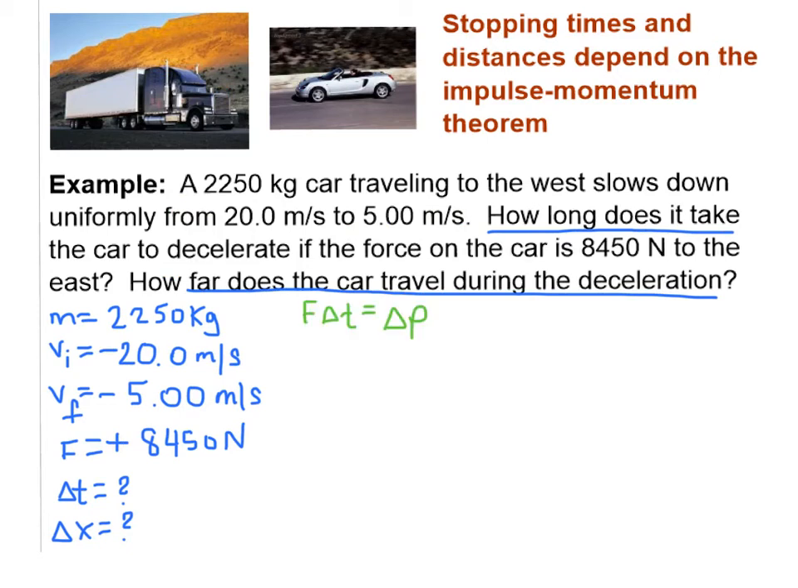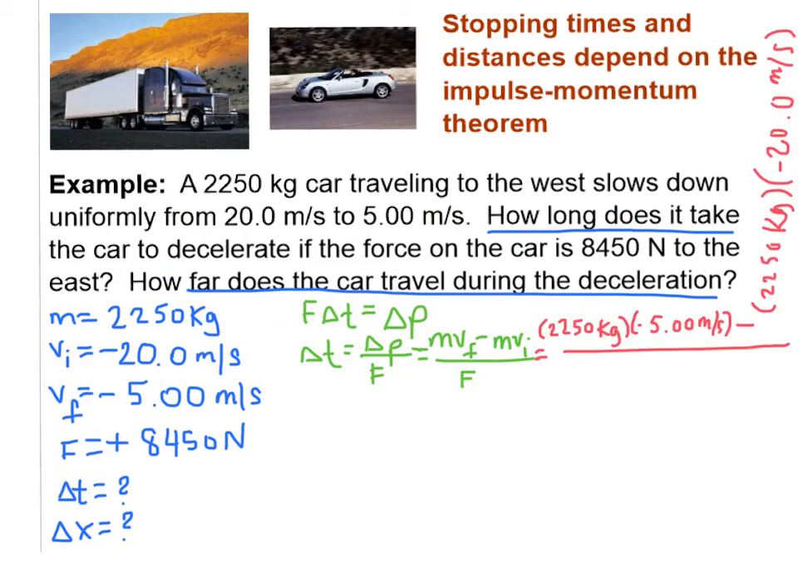I'm going to rearrange this theorem to suit my purposes a little bit better in terms of delta t. Now I can just plug values into my equation and solve. And I apologize, I kind of ran out of room there for the rest of those terms, but I'm going to divide this then by the force, 8,450 kilogram meters squared per second squared. And when I punch that into my calculator, I get my change in time of 4.00 seconds. So that's how long it takes for that car to decelerate if the force on the car is 8,450 newtons to the east.